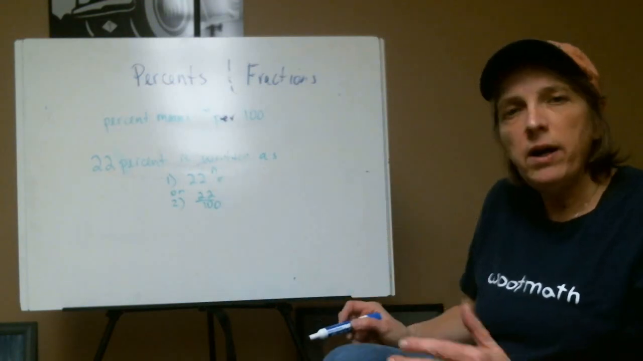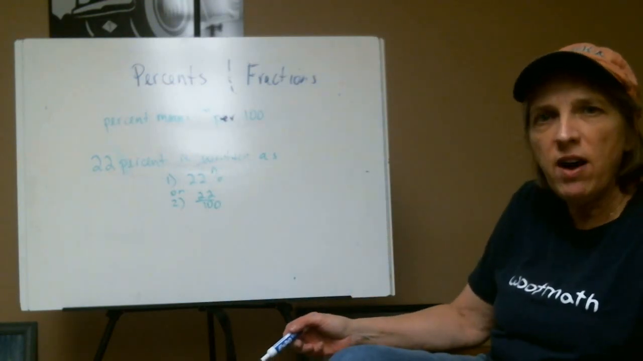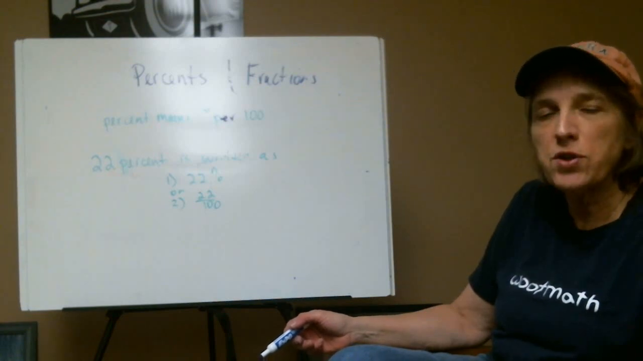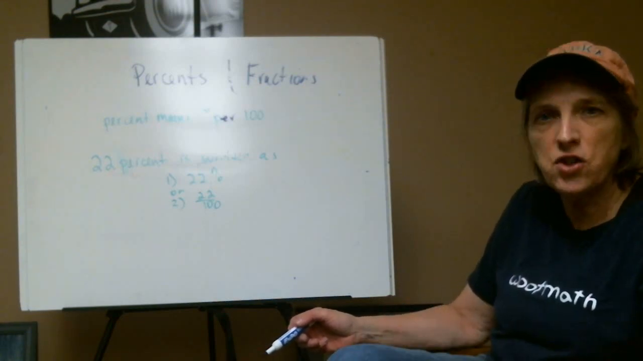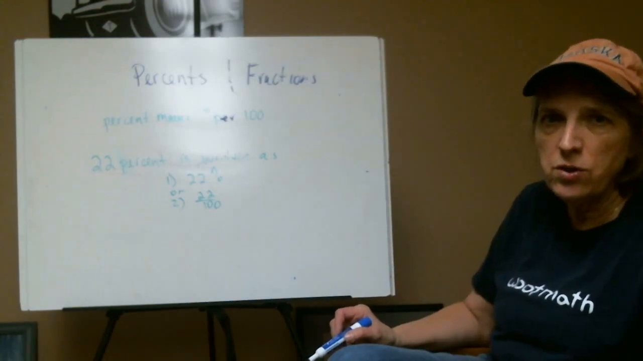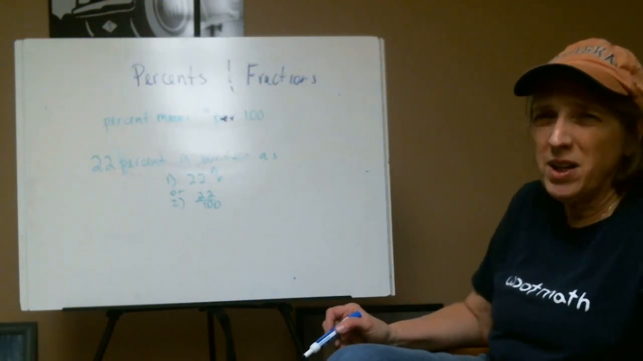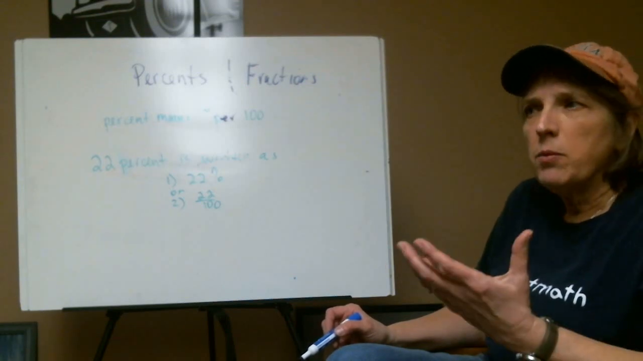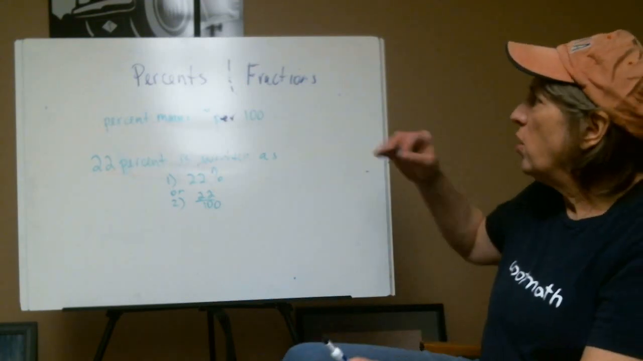No matter what, if I'm talking about 25 bouncy balls and I have 22% of the bouncy balls in that jar, I still write it as 22 over 100, not 22 out of 25, because that would be a higher percent. Percent is always written over 100.